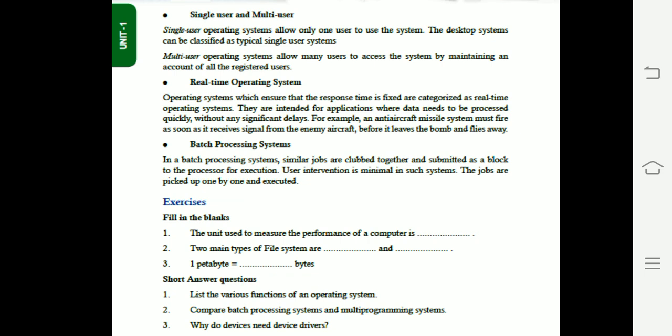Then it comes multi-user and single user. A single user operating system allows only one user to use the system. Desktop systems can be classified as typical single user operating systems.